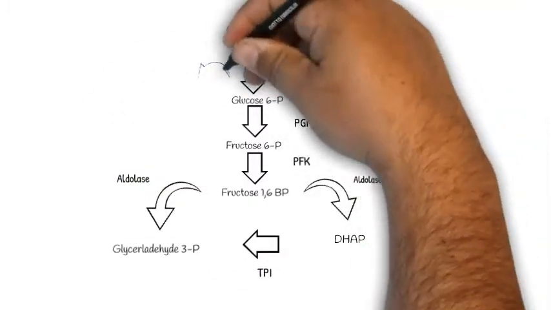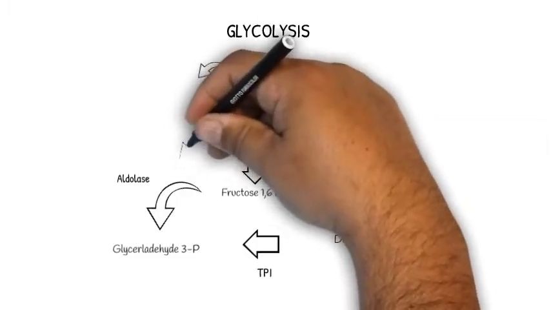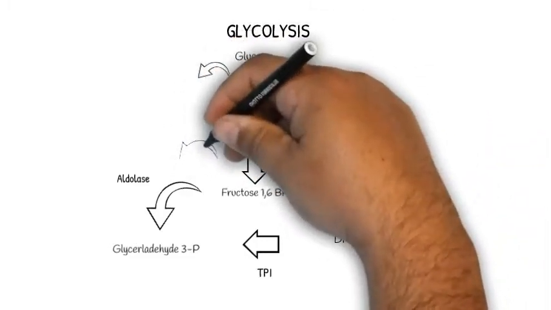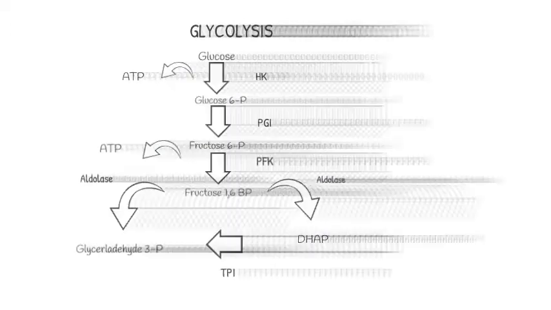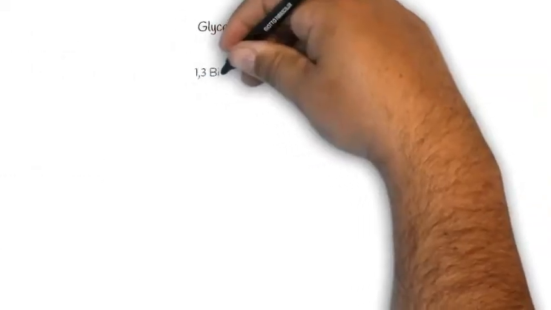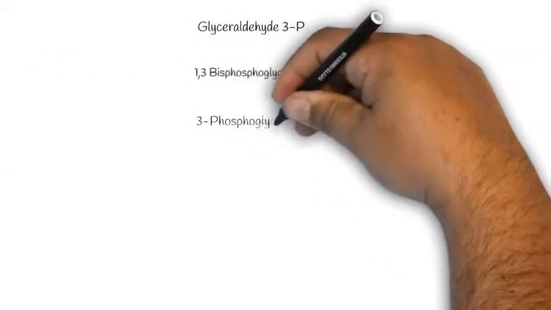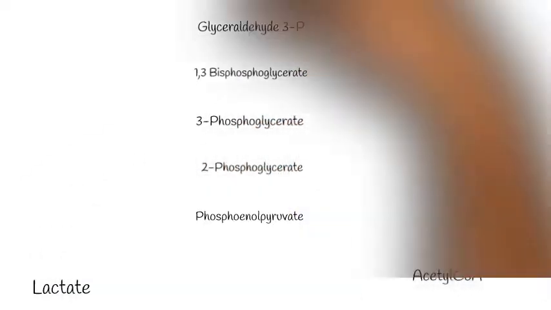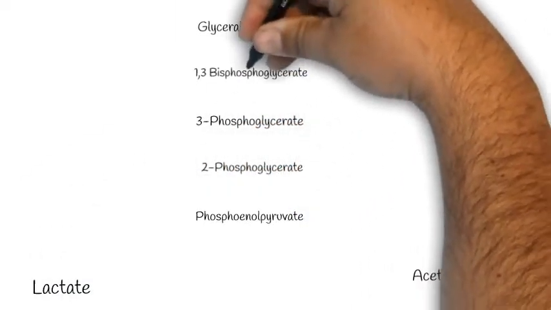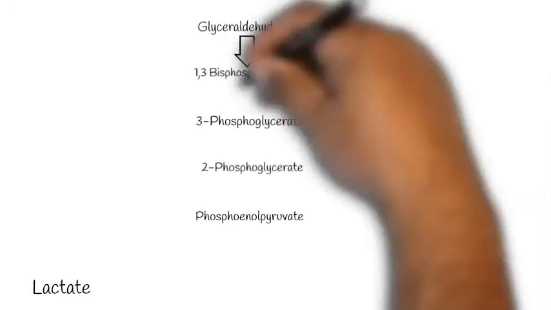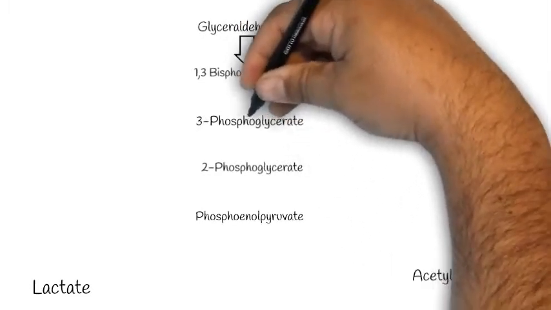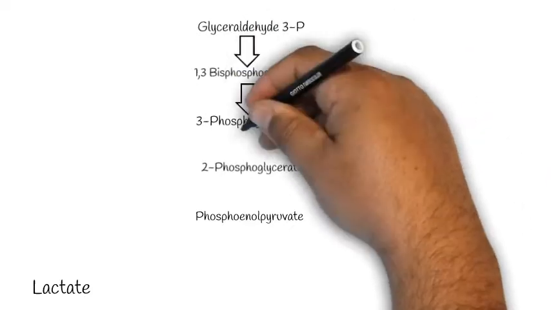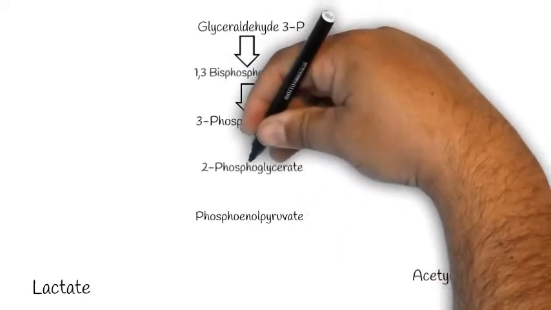And the fructose 1,6-bisphosphate is split by aldolase into glyceraldehyde 3-phosphate and dihydroxyacetone phosphate. The glyceraldehyde 3-phosphate continues in the pathway to form 1,3-bisphosphoglycerate, 3-phosphoglycerate, 2-phosphoglycerate, and then the high-energy compound phosphoenolpyruvate, which in the end is converted to pyruvate.